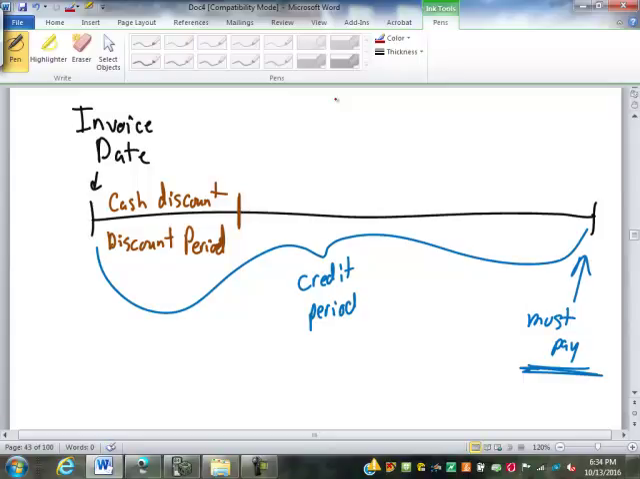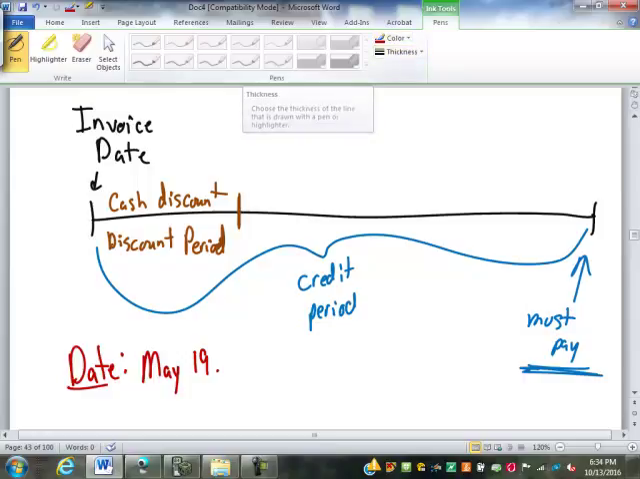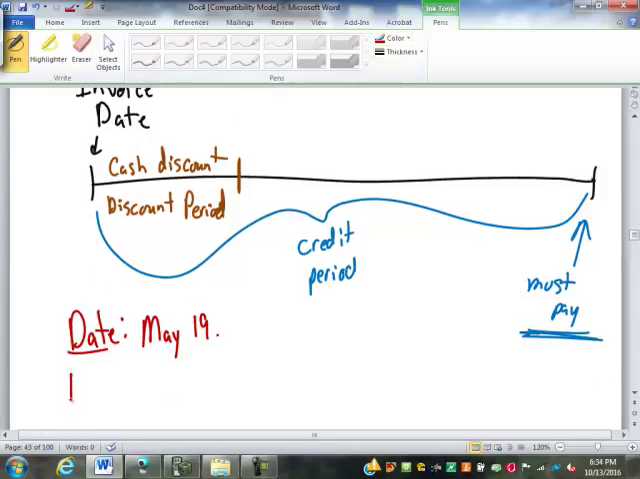The way this is listed on an invoice, of course the date is just listed as the date. So let's say I give you an invoice date of May 19th. In the terms of sale, you might see something that looks like this. 2/10, comma, net 30.